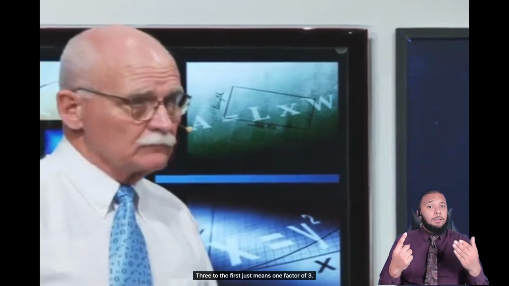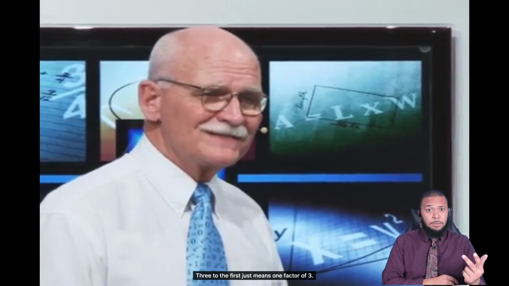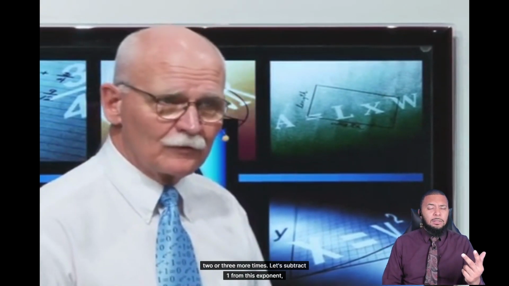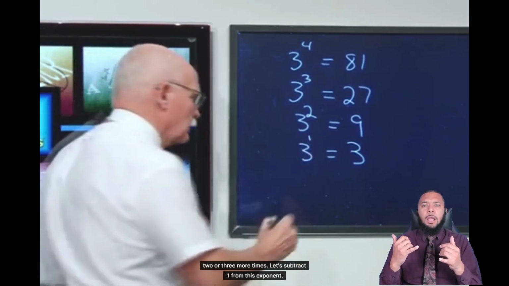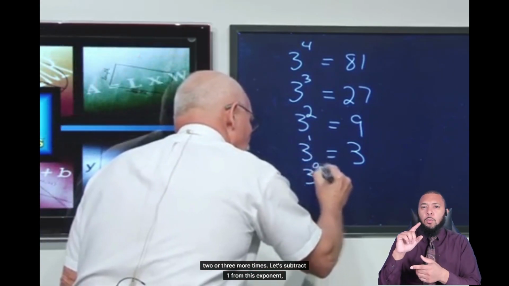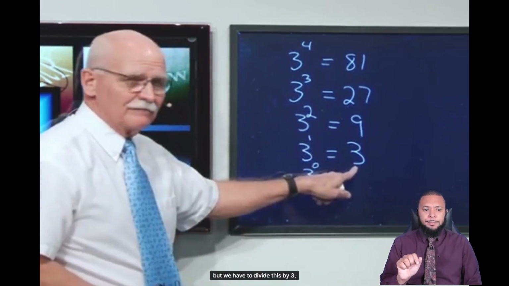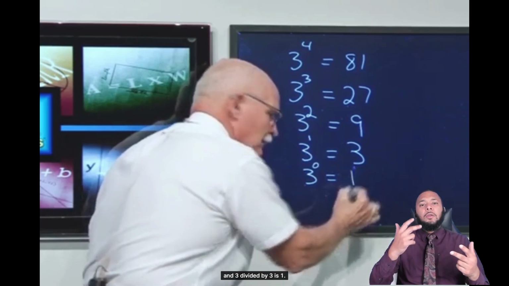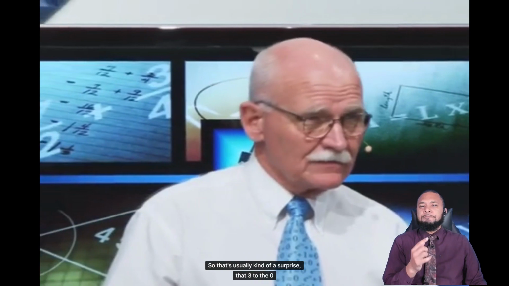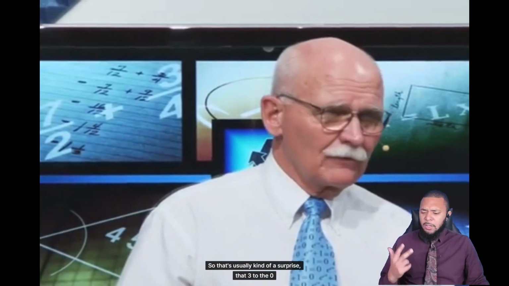3 to the 1st just means 1 factor of 3. But see, here's the thing now. Let's do it one more time. In fact, let's do it 2 or 3 more times. Let's subtract 1 from this exponent. But we have to divide this by 3. And 3 divided by 3 is 1. So that's usually kind of a surprise, that 3 to the 0 means 1.